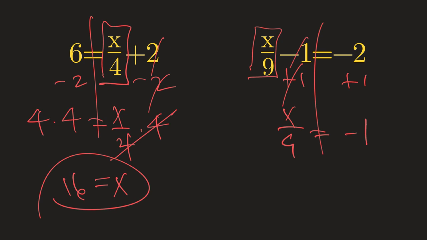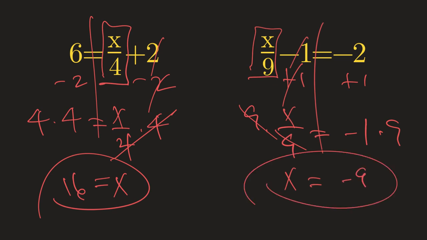How do we get rid of the 9? Multiply it. There you go. Again, visual recognition tells us, hey, x is being divided by 9. Let's undo that with some multiplication. Let's multiply both sides by 9. Left side, 9 and 9, gone. Left with a single x. That's what we want. Negative 1 times 9 is negative 9. Nice.